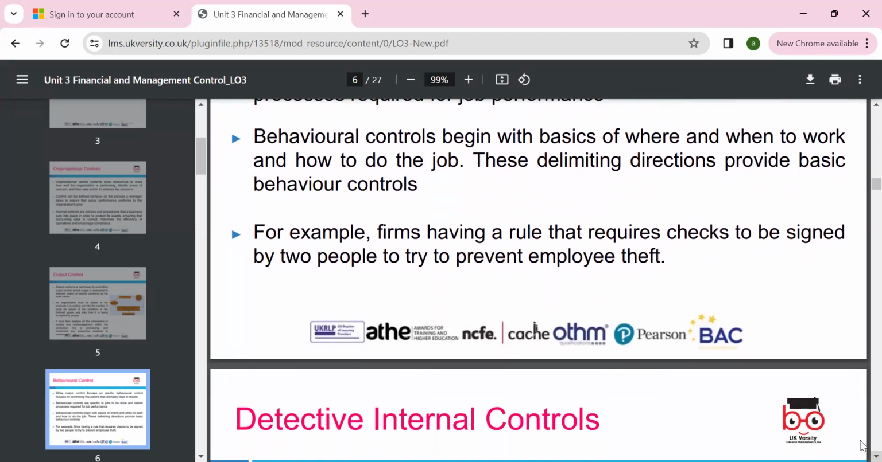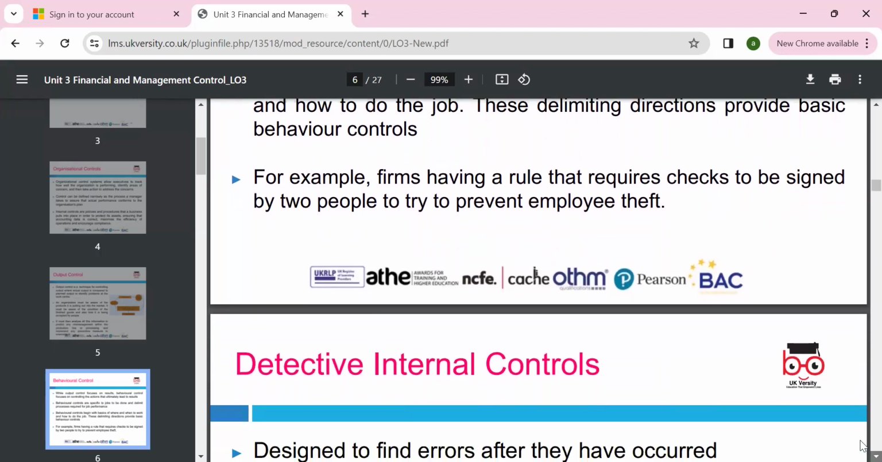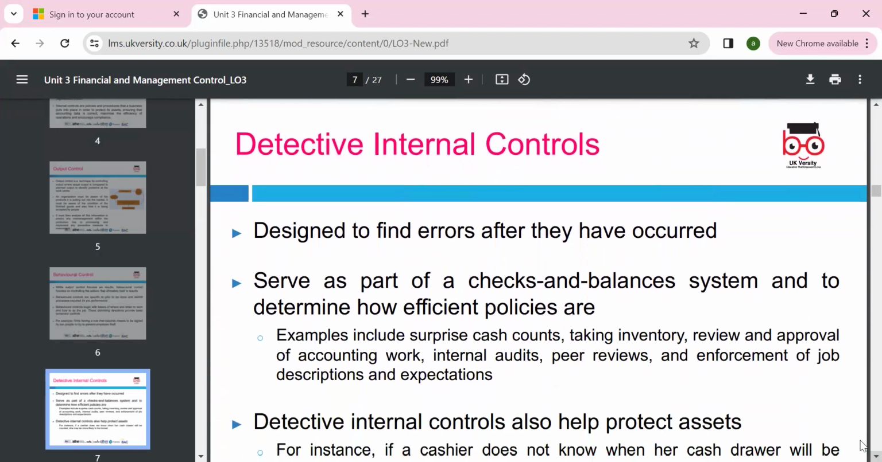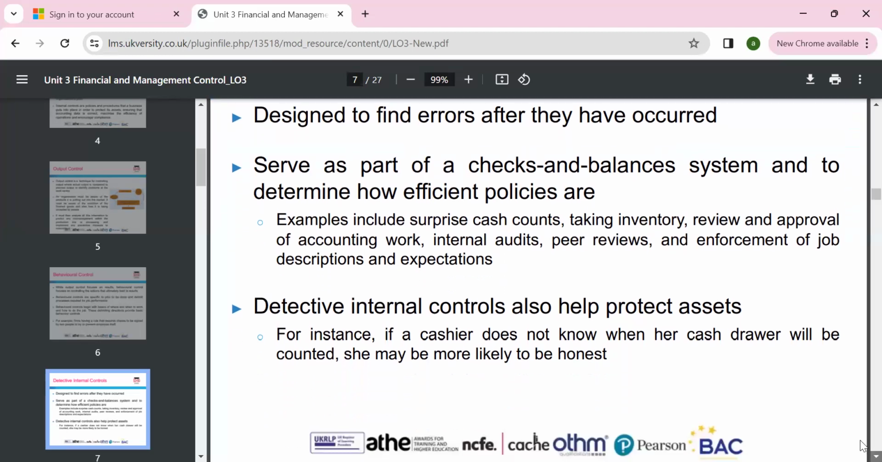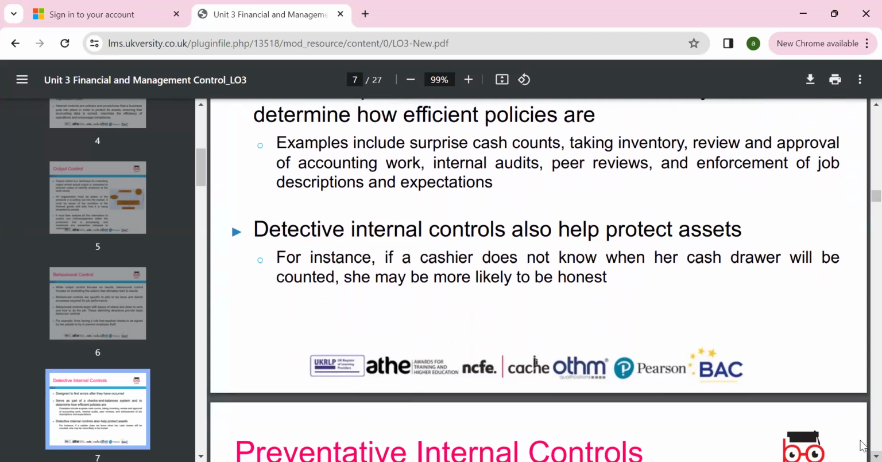For example, a firm having a rule that requires checks to be signed by the people to try to prevent employee fraud. So detective internal control is designed to find the errors that have occurred, and can serve as part of the check and balance system to determine how efficient policies are. Examples include surprise cash counts, taking inventories, reviews and approval of accounting work, internal audit, peer reviews, and enforcement of job descriptions and expectations. So we can look around detective internal control, which also protects assets.